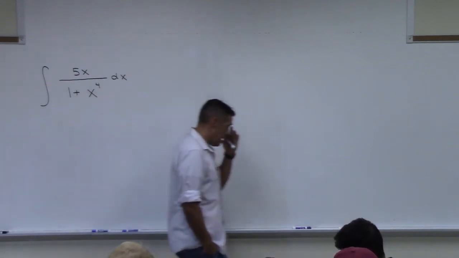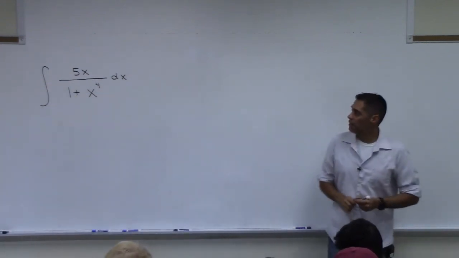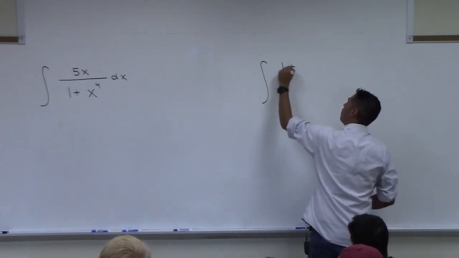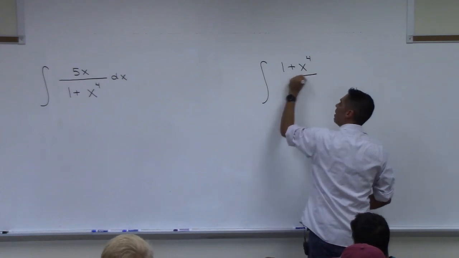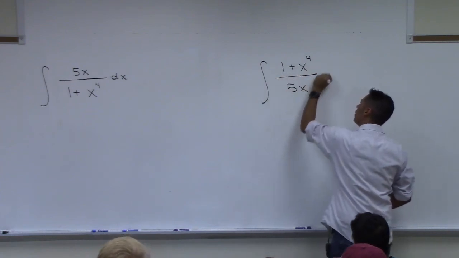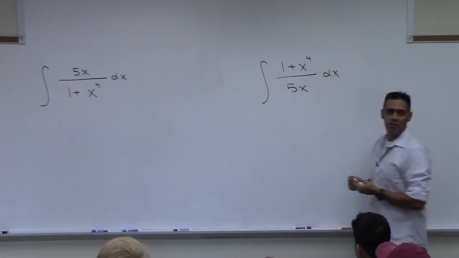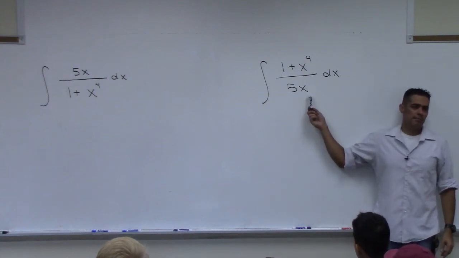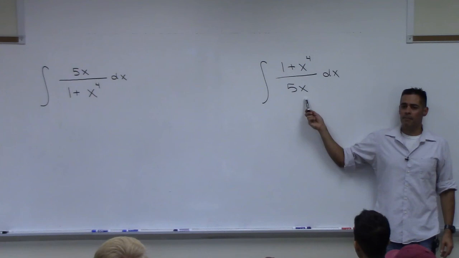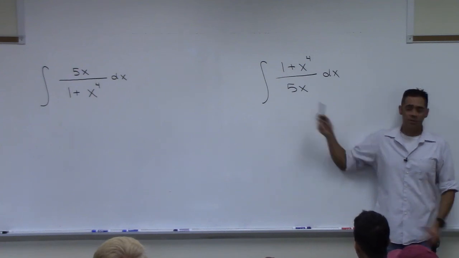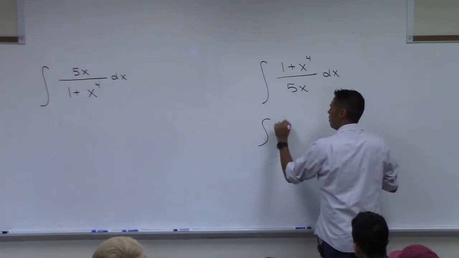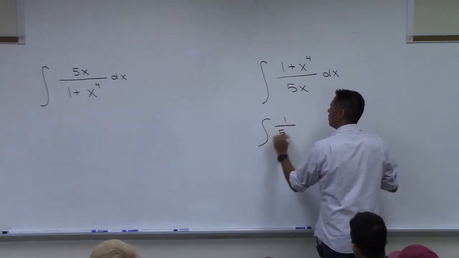All right, so you look at that and you start thinking from Cal 1, if you know anything. And while you're looking at that, I'm going to write this down. It's not the same problem, right? Those are two different problems. Could you do this one? How would you do this one? Split it up into two different pieces. You would do 1 over this, right? So you'd go 1 over 5x.